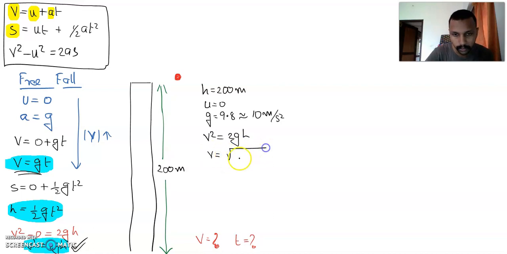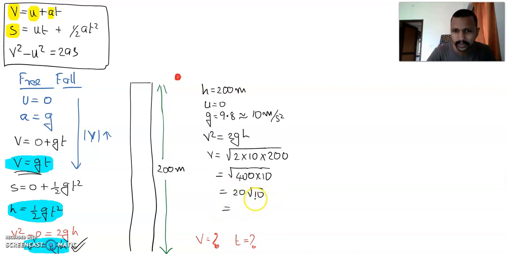Therefore, v is equal to root of 2 into 10 into h, it is 200. Therefore, we could write it is root of 400 into 10. That is, I could write it as root of 4000, but I am writing root of 400 into 10. Then 400's root is 20. 20 root 10, and if I am using the approximation, root of 10 is approximately equal to root of 9. Therefore, I could write 20 into 9 point something. Okay. Therefore, this should be the final velocity.